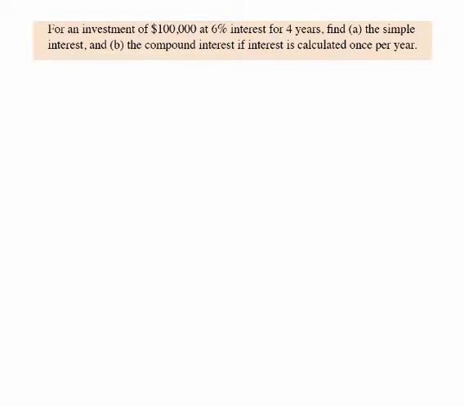One really good way to get some perspective on the value and the power of compound interest is to do comparisons between simple and compound interest for a given investment, and that's the point of this question. To start, we're told we have an investment of $100,000. That's going to be our principal amount, P.